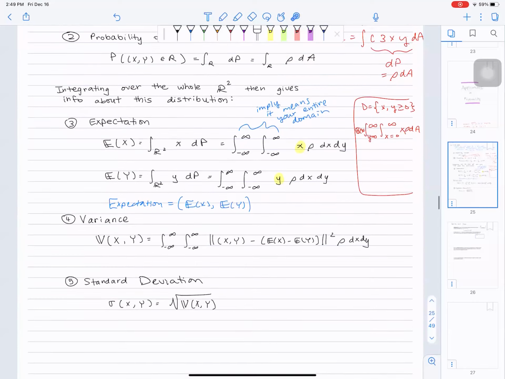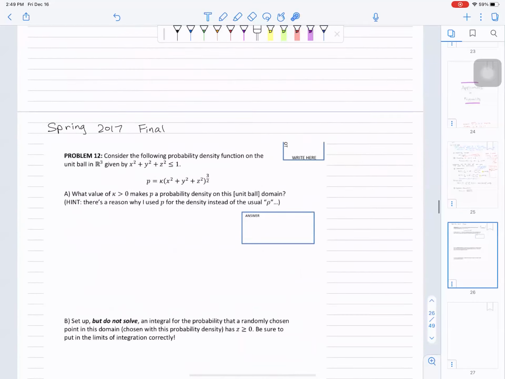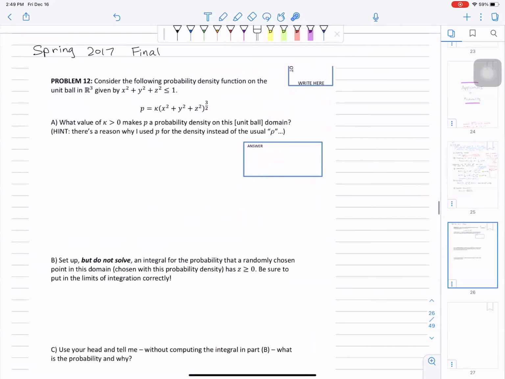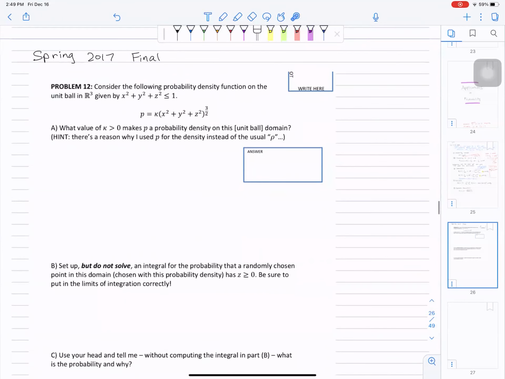Okay, so let's do an example because this is a lot of formulas. This is from spring 2017 number 12. Consider the following probability density function on the unit ball. And part A, this is exactly what I was talking about. What value of K, or I called it C above, makes this a probability density function on this unit ball domain?